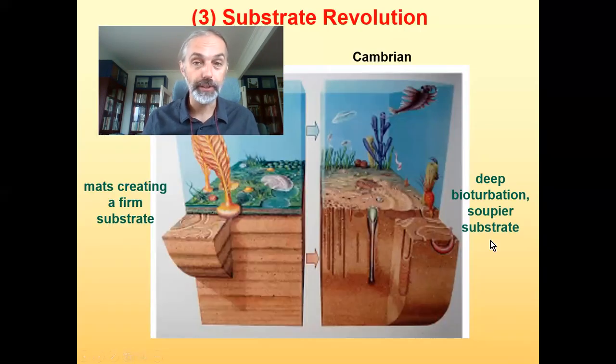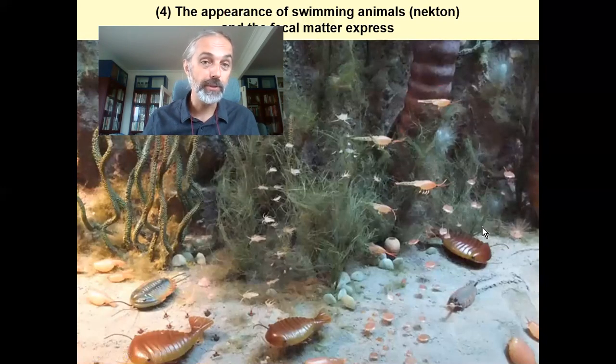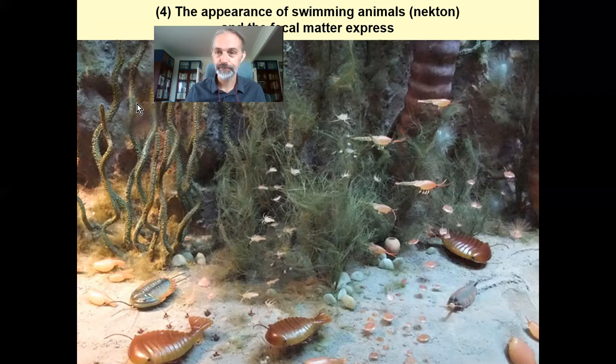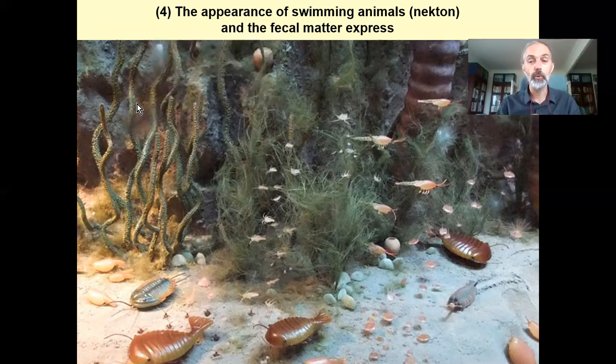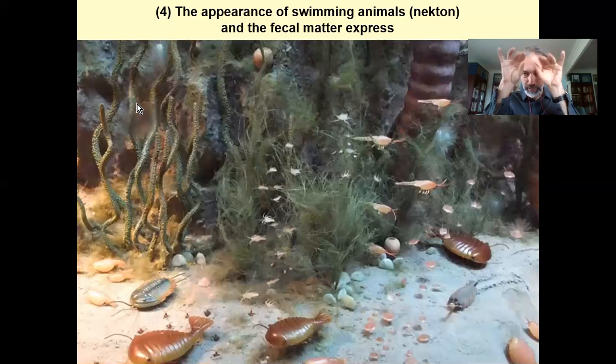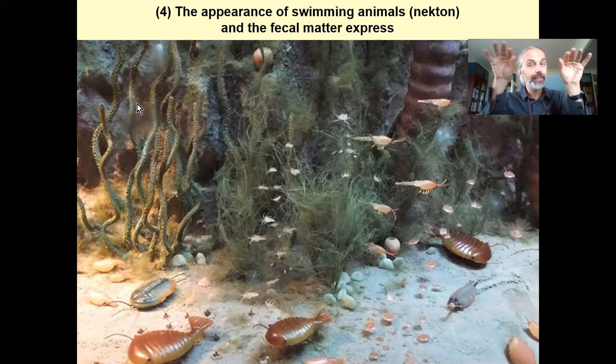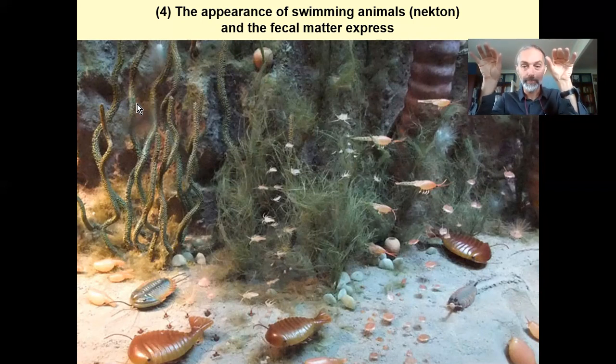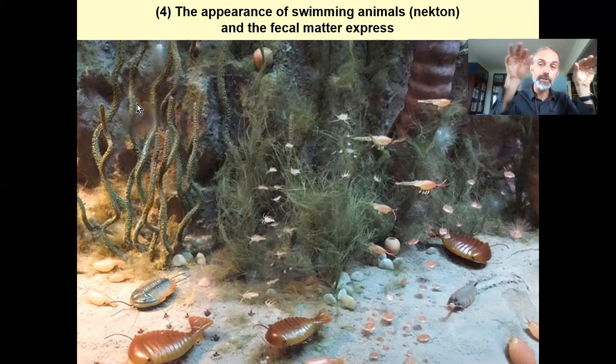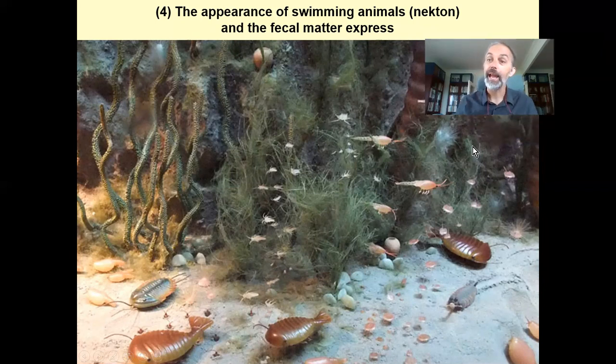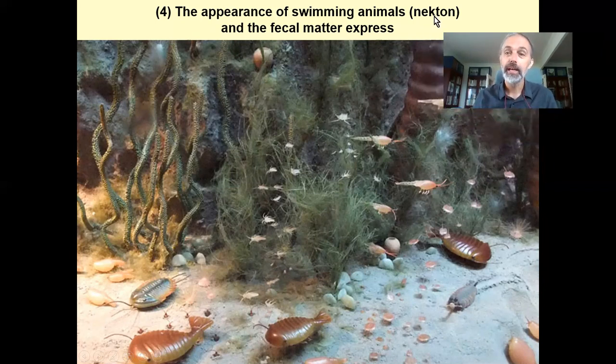Characteristic number four of the Cambrian explosion, the appearance of so-called nekton. Now you might be familiar with the word plankton. Planktonic creatures are little algae and other things that are hovering in the water column, mostly towards the top where there's light, but these things cannot swim. They are just moving around when currents are moving them around. So plankton are things that are hovering in the water column. But nekton, well, you see here shrimp and other creatures that are swimming around actively in the water column. That is called the nekton.